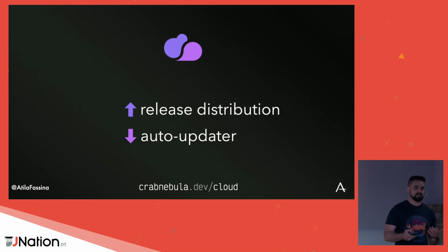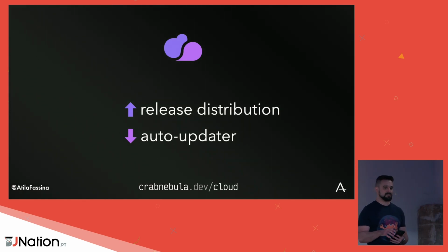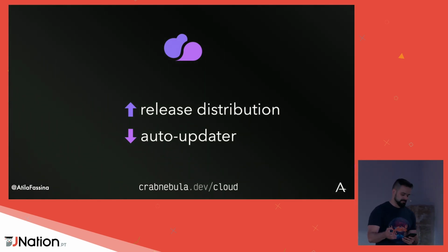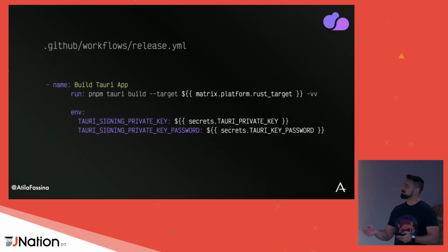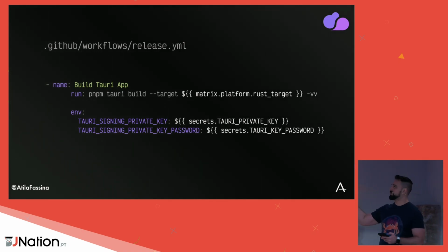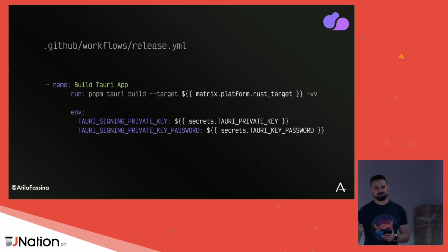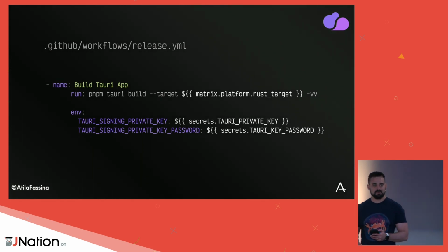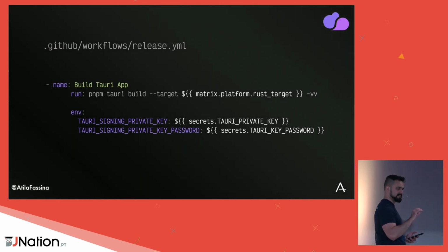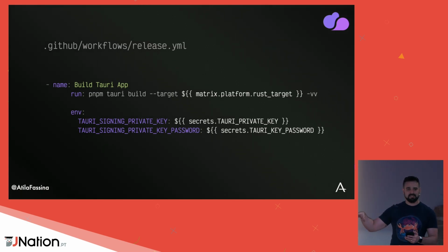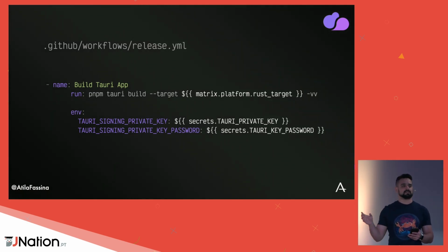So this is actually the product, for now it's free, Crab Nebula. This is the one I'm using. I can release a distribution, and I can also set an auto update. So basically with this, I can create a GitHub action that looks roughly like this, and I'm going to pass my signing keys, and I pass the matrix of all the platforms I want to build for. I pass some other keys, like for the auto updater, I need to pass some extra keys and stuff, and that's going to handle it for me.